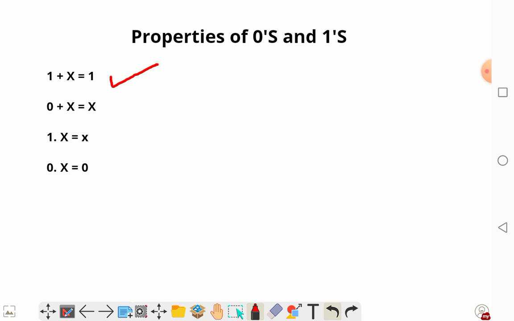1 plus x is equal to 1. 0 plus x is equal to x. 1 into x is equal to x. 0 into x is equal to 0.